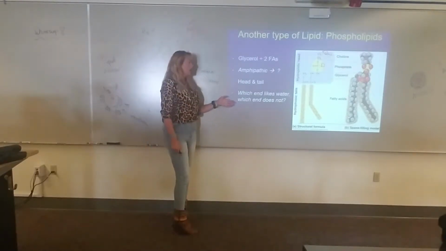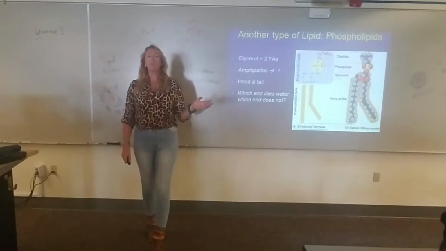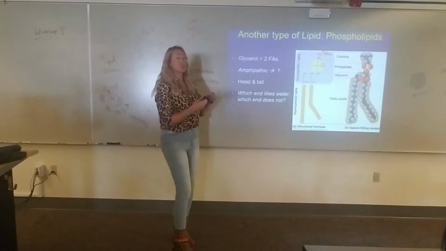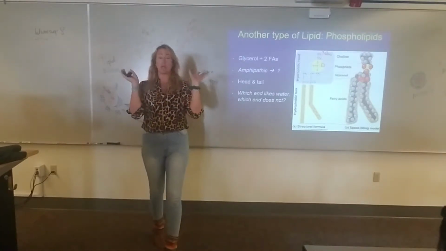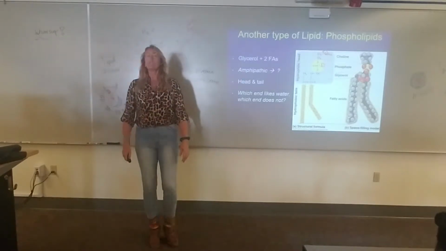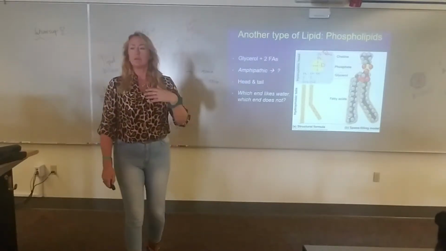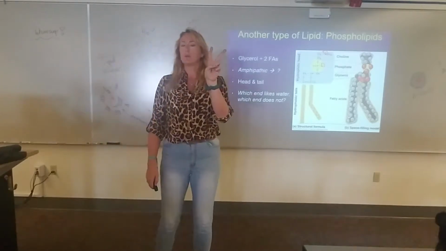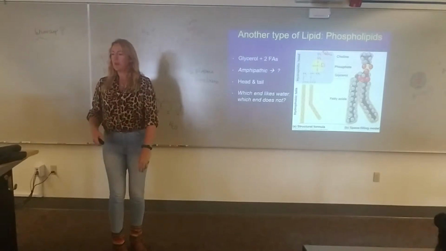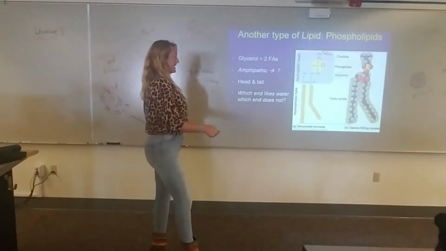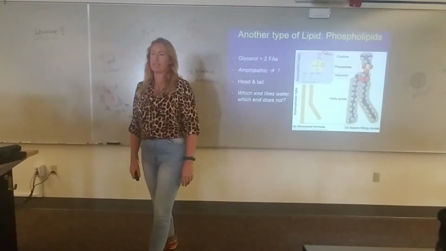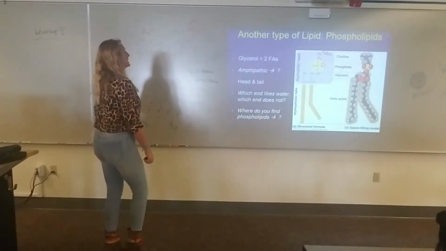So which end likes water? The polar side. What we call the head. It has a phosphate group, and it's charged, so it likes water. What's the end that does not like water? The tail. What's the tail made of? Lipids, specifically two fatty acids. It's lipid, yes, but these are two specific fatty acids, typically a saturated and an unsaturated fatty acid, that make up our phospholipid bilayer.